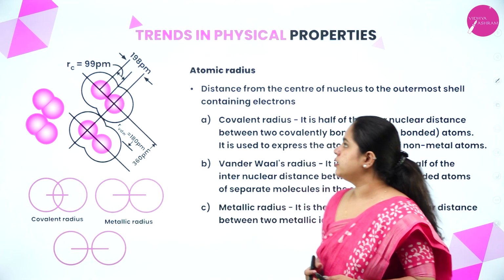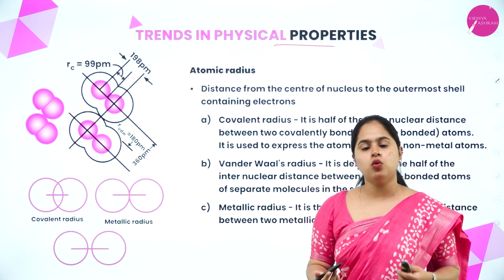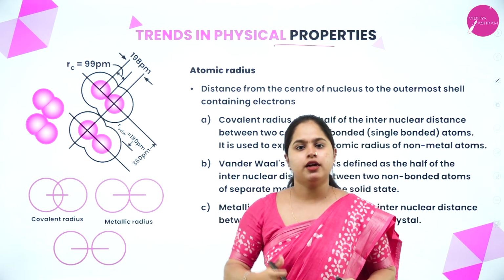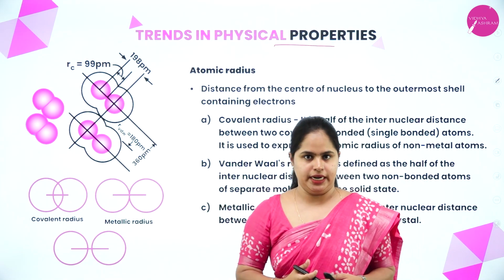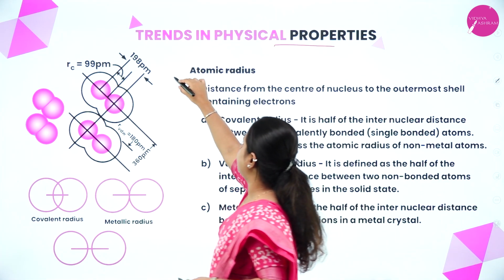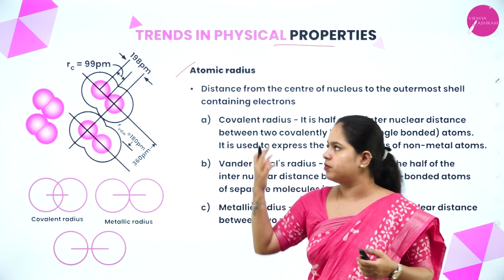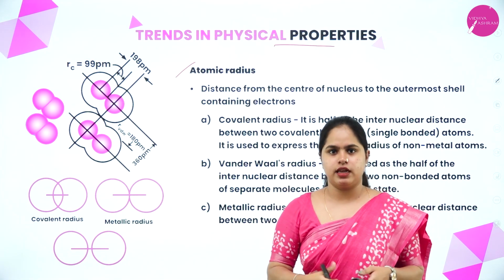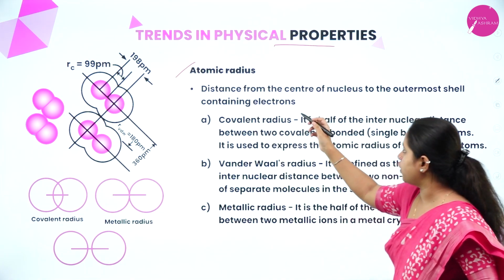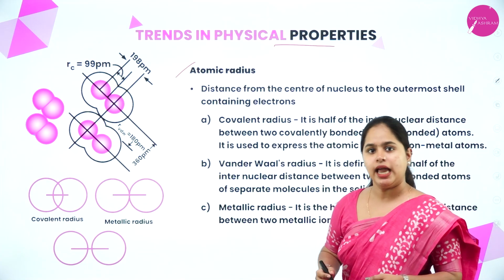Now moving on to the next topic, that is trends in physical properties. How the physical properties will change along the period or down the group, we are going to study in this section. So first we begin with atomic radius. What is atomic radius? From the name itself, you can understand that it is the radius of the atom. Let's see the definition. It's the distance from the center of the nucleus to the outermost shell containing electrons.